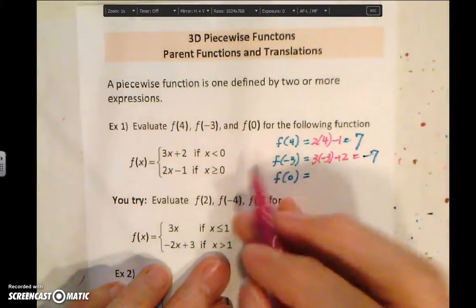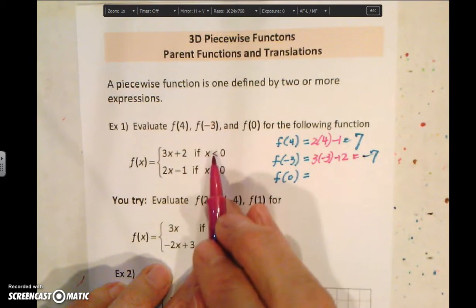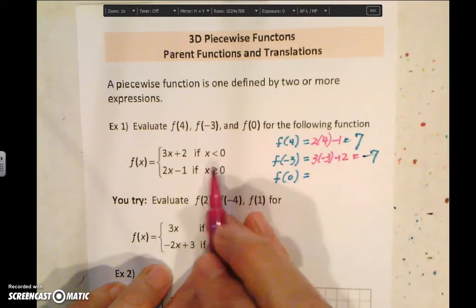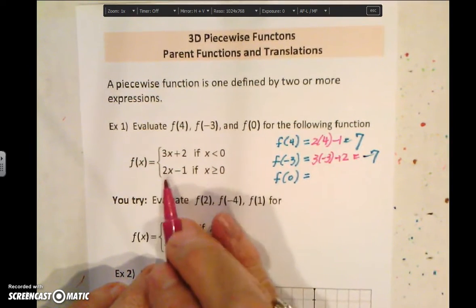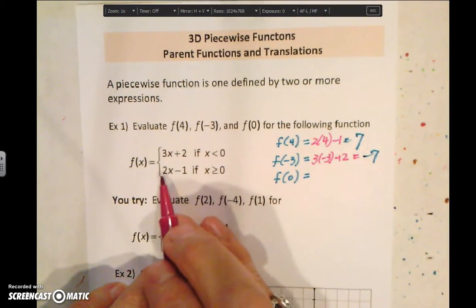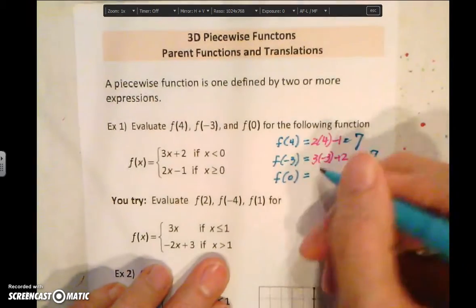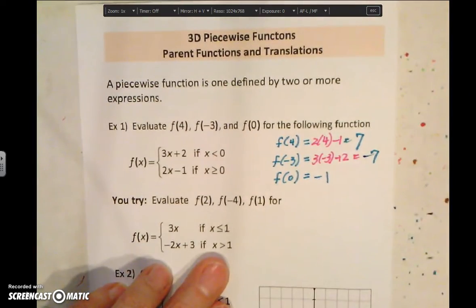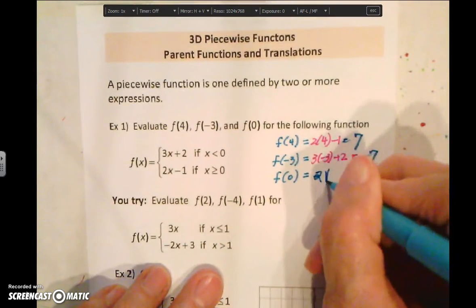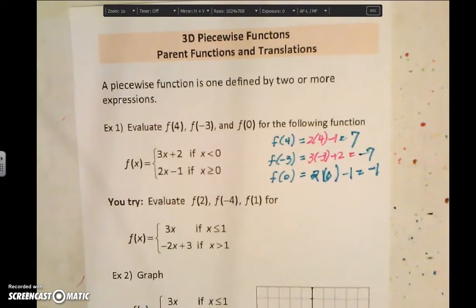And then f of 0, you can see we got zeros both spots, but where does it equal 0? It equals 0 right here. So f of 0 falls with this expression. So I'm going to plug my 0 in for x, get 2 times 0 is 0 minus 1. So 0 minus 1 is negative 1. I guess I should put that. I'm going to have 2 times 0 minus 1, which is negative 1.